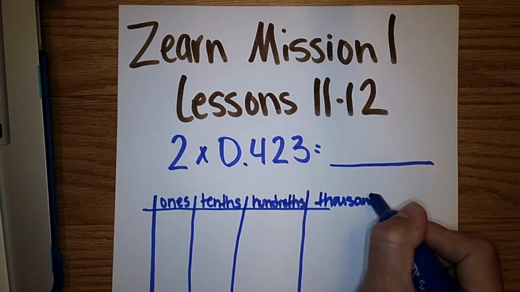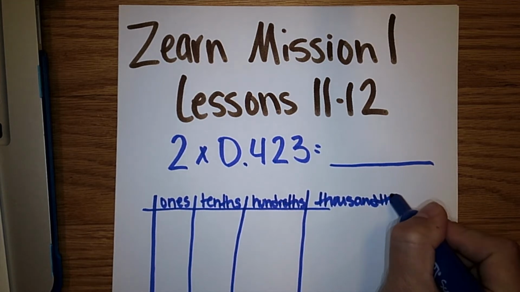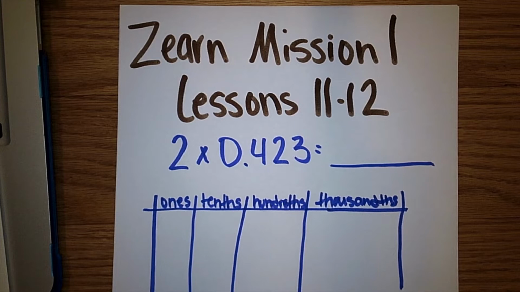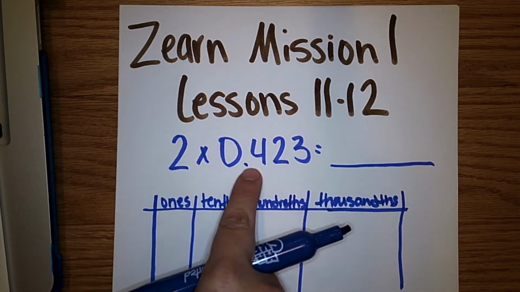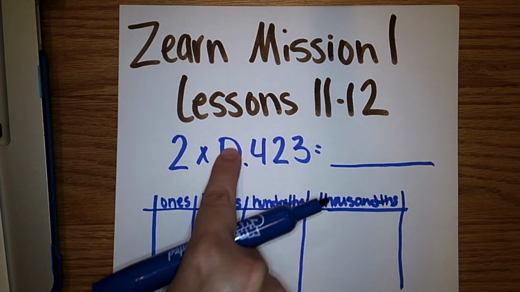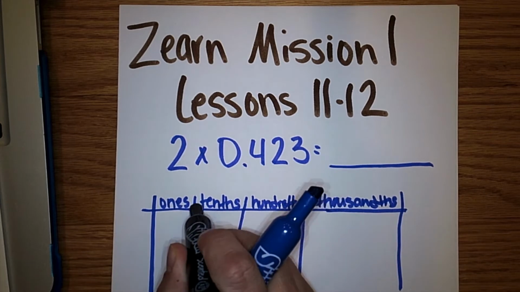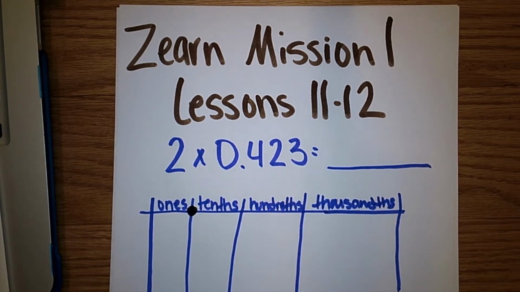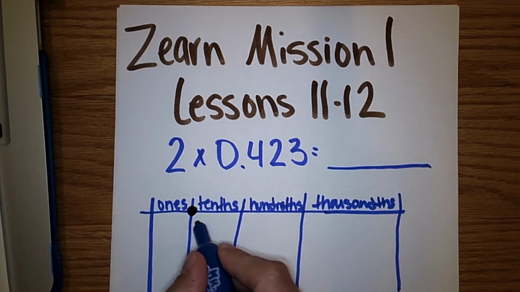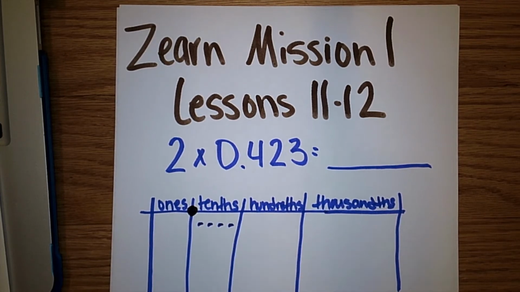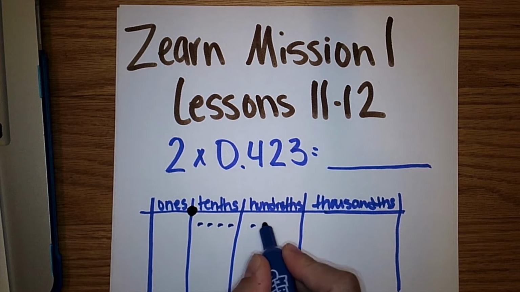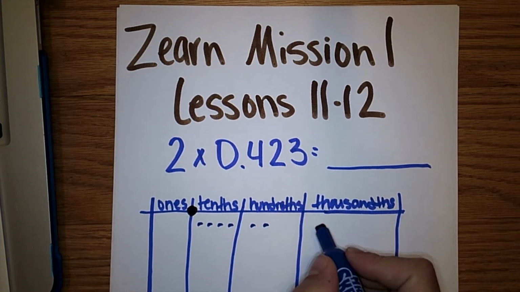And see, I ran out of room, so I'm just going to add some. All right. We have two groups of 423 thousandths. So let's put that into our place value chart. First of all, let's put a big decimal right here to remind us that's where the decimal goes. There are no ones, so we need nothing there. 4 tenths. So I'm going to do 1, 2, 3, 4. 2 hundredths. 1, 2. 3 thousandths.